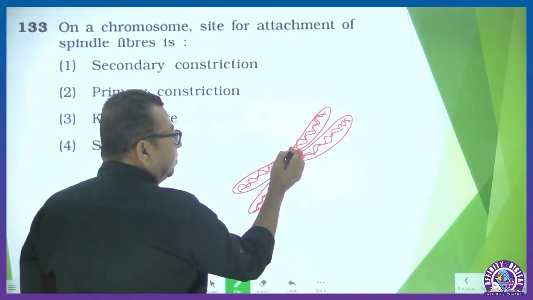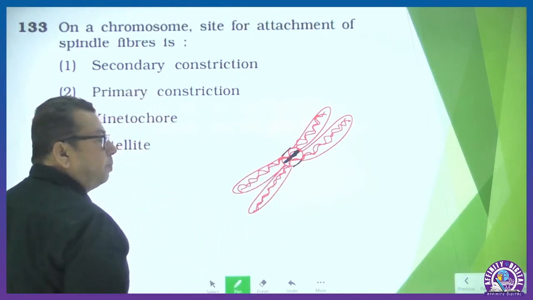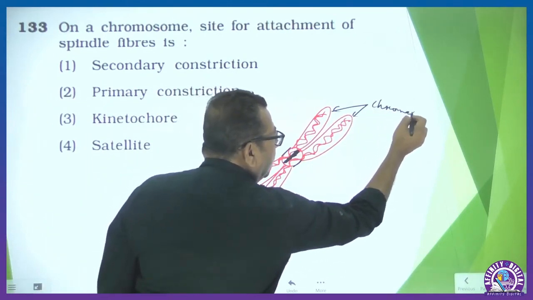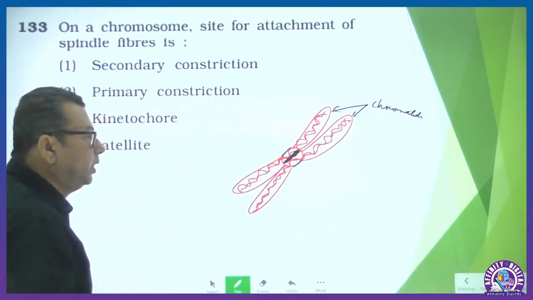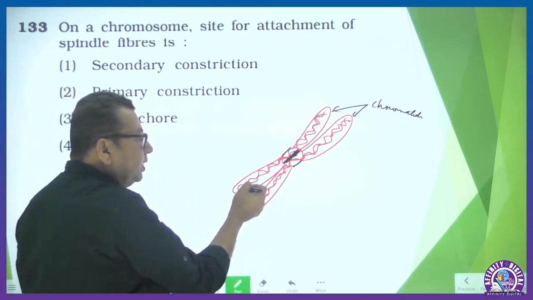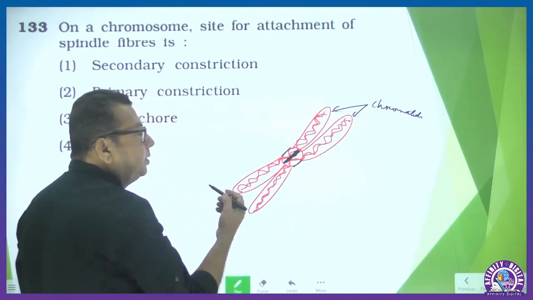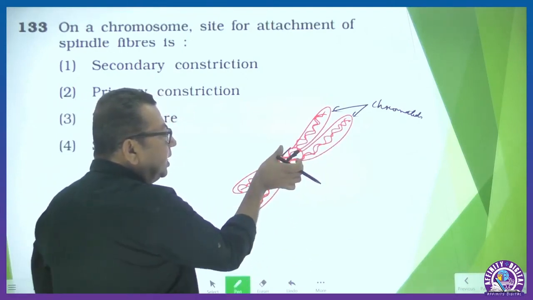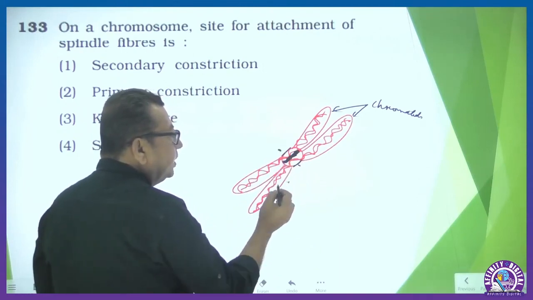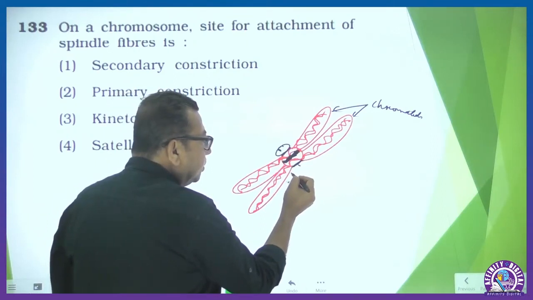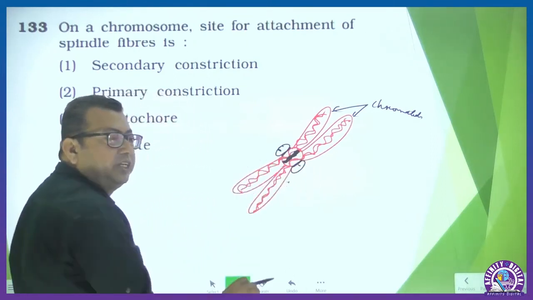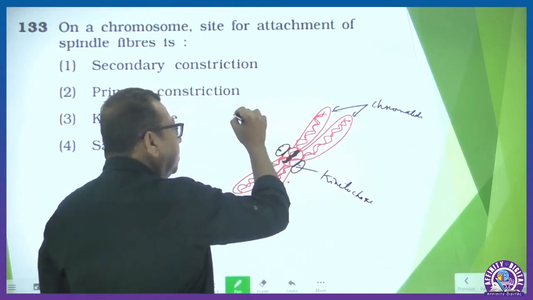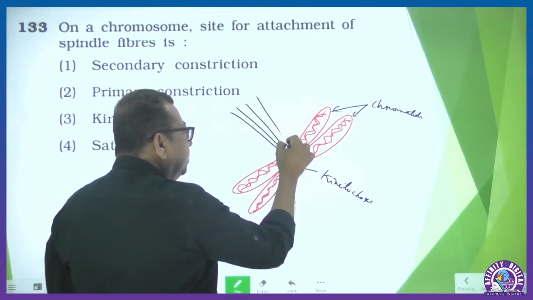And this narrow region of the chromosome is called the centromere. Centromere is also called primary constriction. So the centromere holds the two chromatids. What do we call these two? Chromatids. These two chromatids are called sister chromatids, because the DNA present in this chromatid in coiled and condensed state, the same DNA is present in the other chromatid of the same chromosome. That is why these are called sister chromatids. And these two sister chromatids are held together by the centromere with the help of the adhesive protein called cohesin. And on both sides of the centromere you have some proteinaceous disc-shaped structure called kinetochore. The chromosome gets attached to the spindle fiber with the help of the kinetochore.